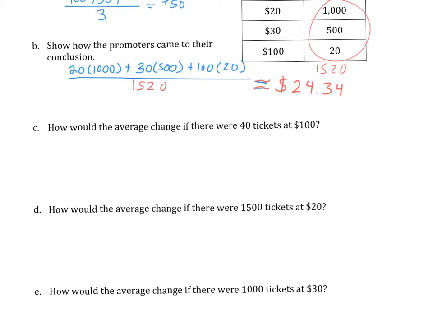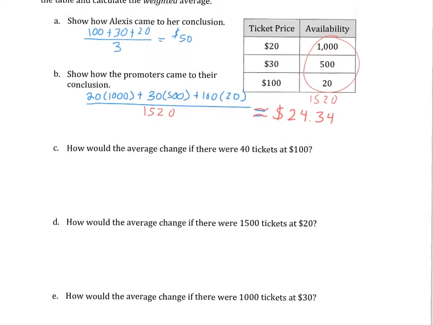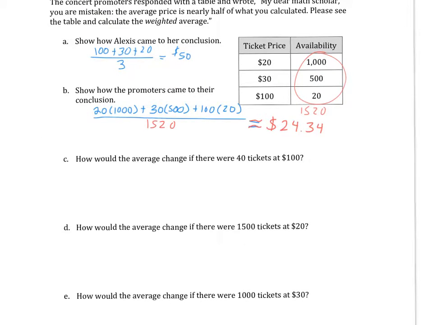Now your next thing to do is we are just going to make a few adjustments. Each time all we're going to do is go back to the original table and just make one change. So here, now there's going to be 40 tickets available there, and we're going to see how much that takes the price up a little bit. Then we're going to take that back to 20, and then say that there's a bigger venue. Now we're going to go to 1,500 here, and see how that changes the average price there.